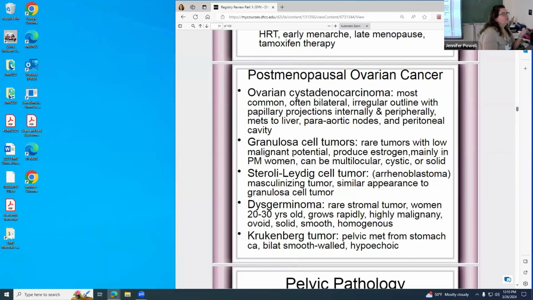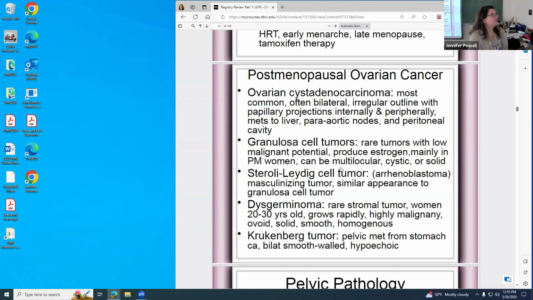You can have a granulosa cell tumor, which is a rare tumor with low malignant potential. It produces estrogen, mainly in postmenopausal women. It can be multilocular, cystic, or solid. Sertoli-Leydig cell tumor, which is called an arrhenoblastoma, is a masculinizing tumor, similar in appearance to a granulosa cell tumor.